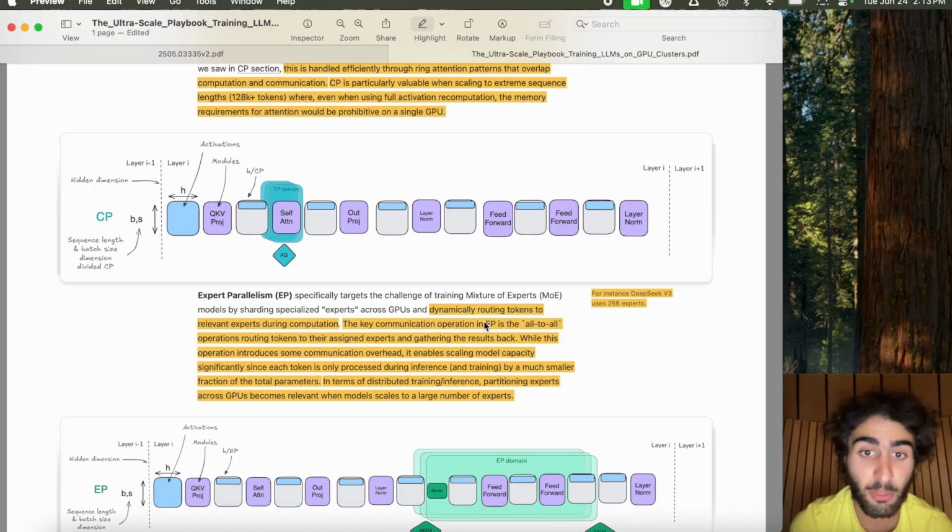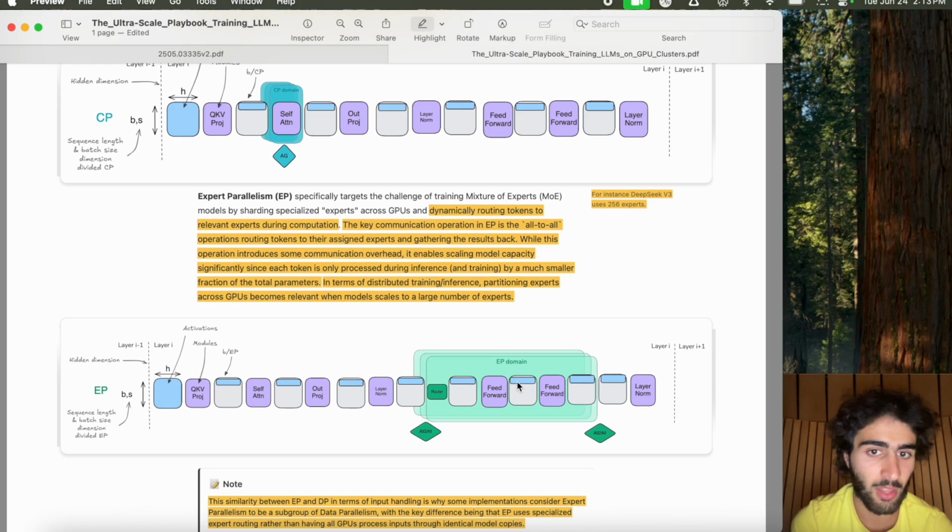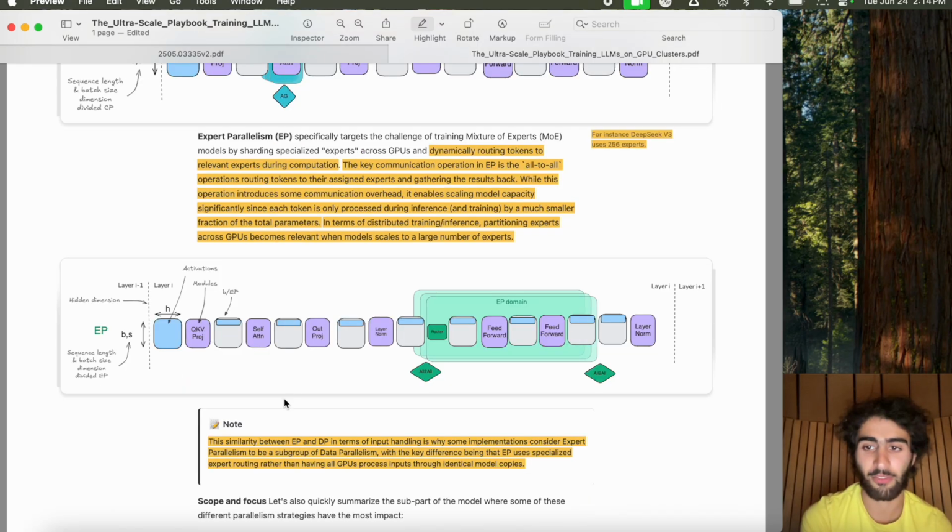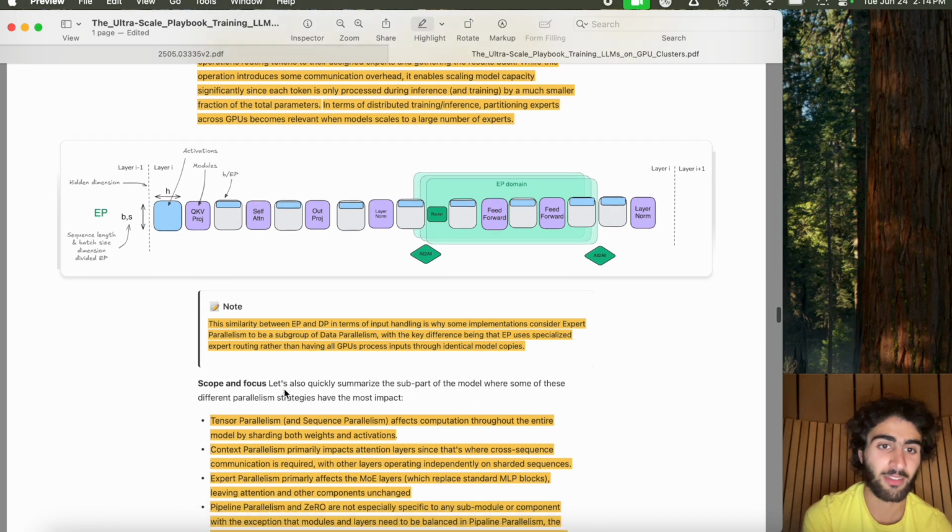And in terms of distributed training and inference, partitioning experts across GPUs becomes relevant when models scale to a large number of experts, which in the case of DeepSeek v3 was 256. And we have our transformer block where we can see that there is an all-to-all operation at the beginning and end, where we are routing the tokens to their respective experts and then routing them back for the layer norm. And this is only in the feed-forward neural network, of course, since there's no such concept for experts in multi-head self-attention, or at least it has not been invented yet.